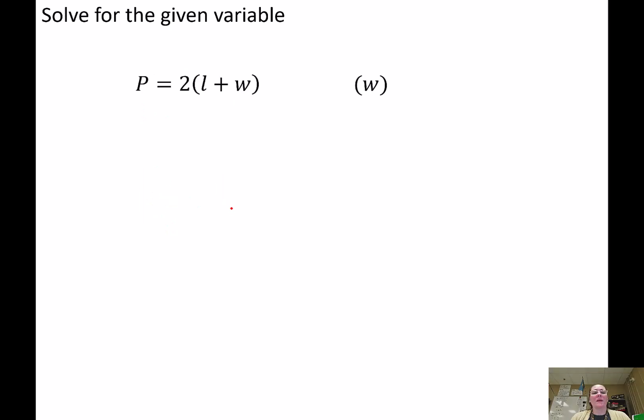All right, I've got P equals 2 times L plus W, and I want to solve for W. All right, so first thing I want to do is I need to get that 2 out from outside. We know that we can distribute. So I get P is equal to 2 times L plus 2 times W.